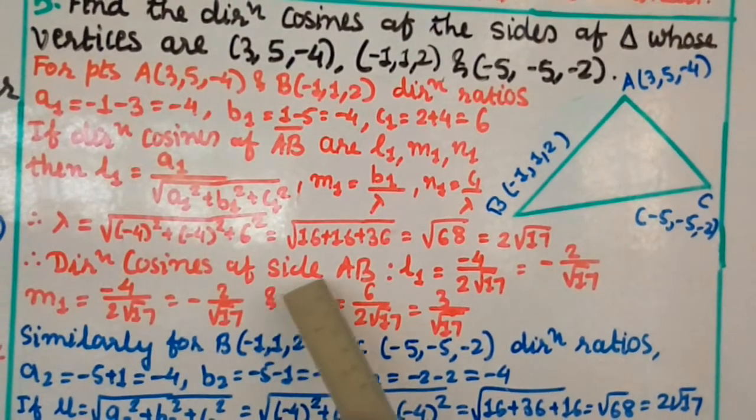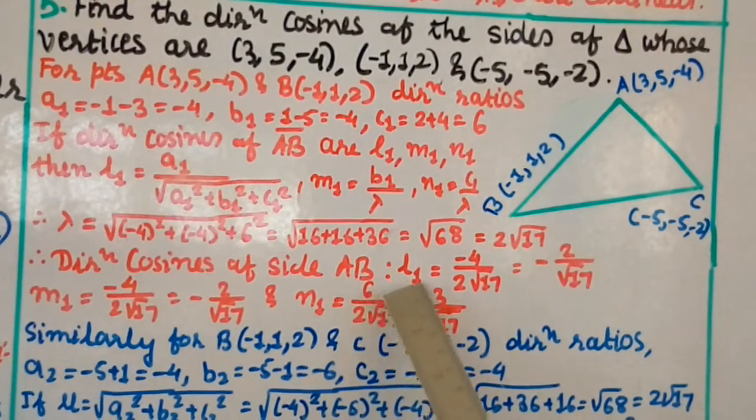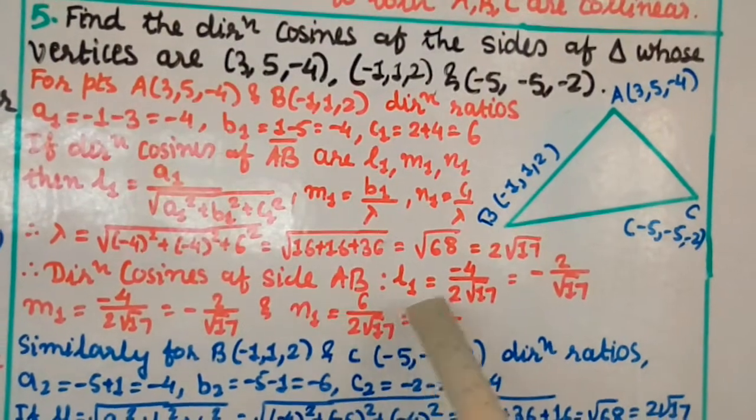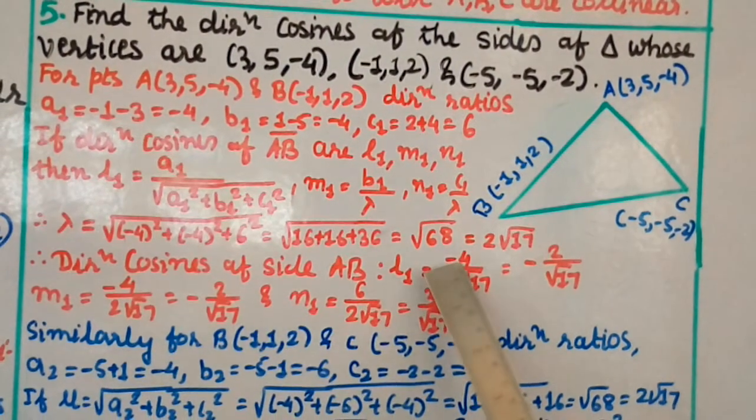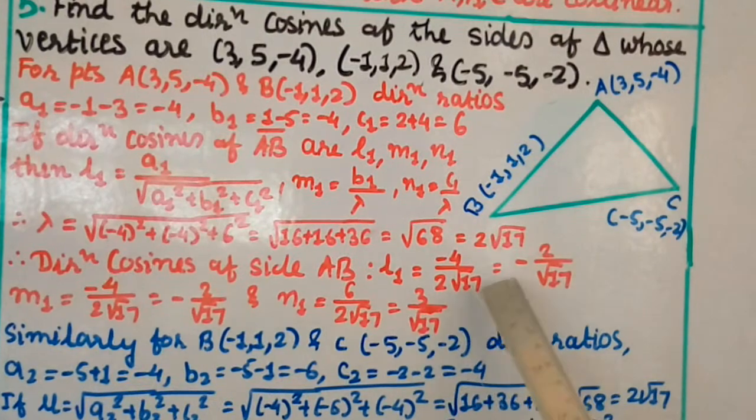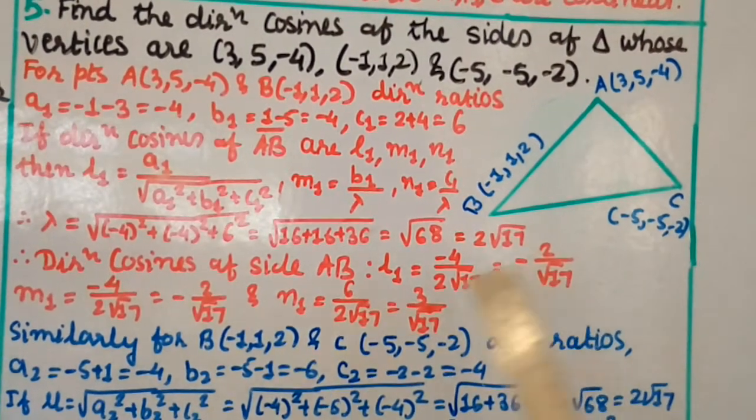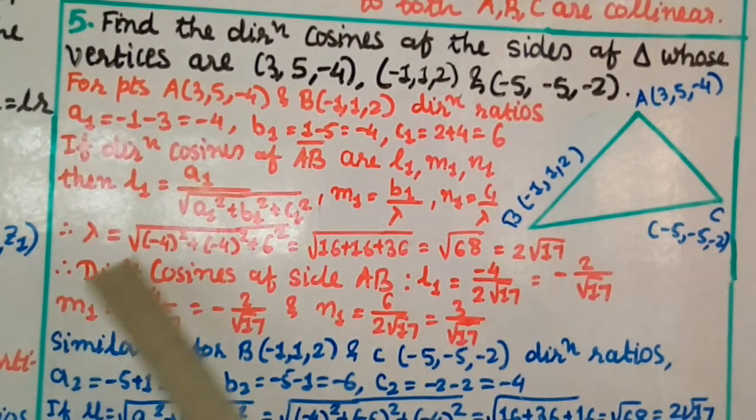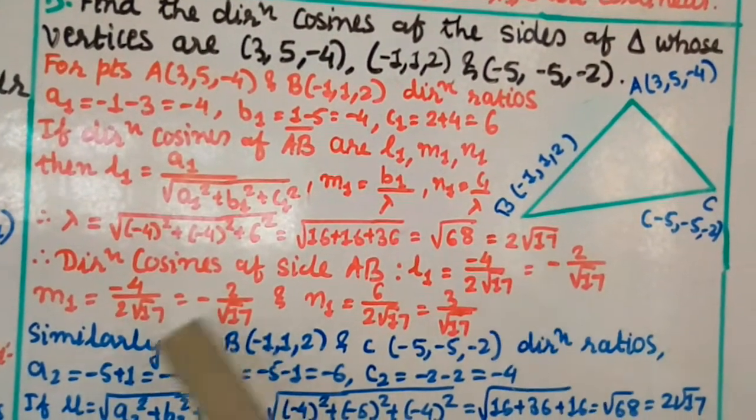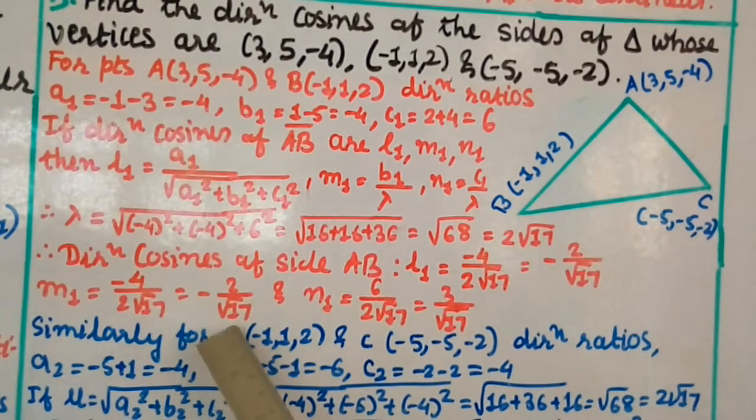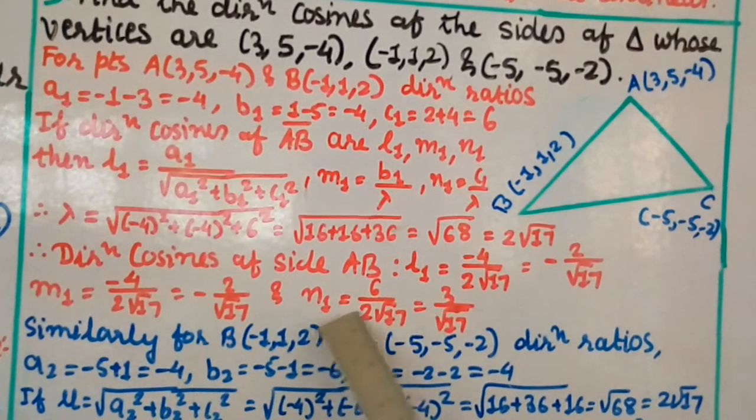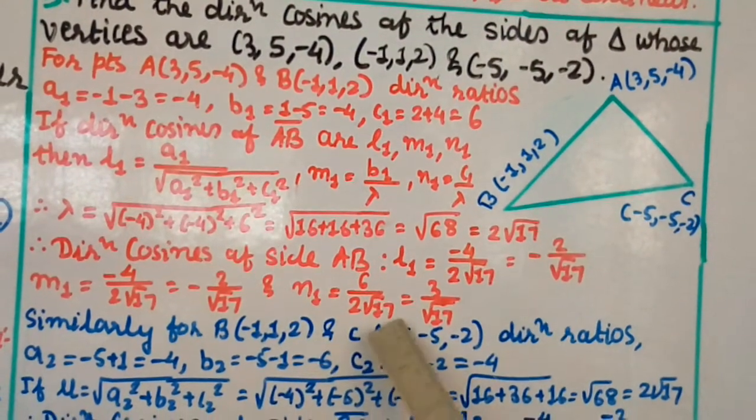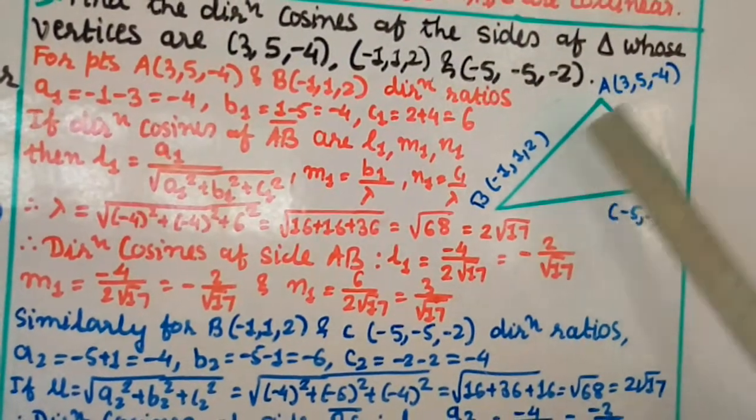Therefore, the direction cosines of side AB: l1 first. l1 is a1 by lambda. a1 is minus 4, so minus 4 by lambda, which is 2 root 17. Cut by 2, you get minus 2 by root 17. Then the second one, m1 equals b1 by lambda. b1 is minus 4 divided by 2 root 17, cut by 2, equals minus 2 by root 17. And n1 equals c1 by lambda. c1 is 6 divided by 2 root 17, cut by 2, so you get 3 by root 17. So this is for side AB.